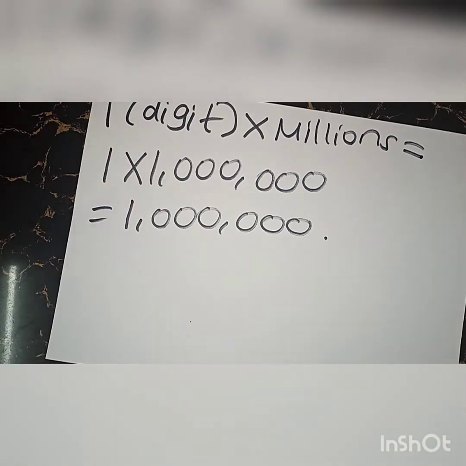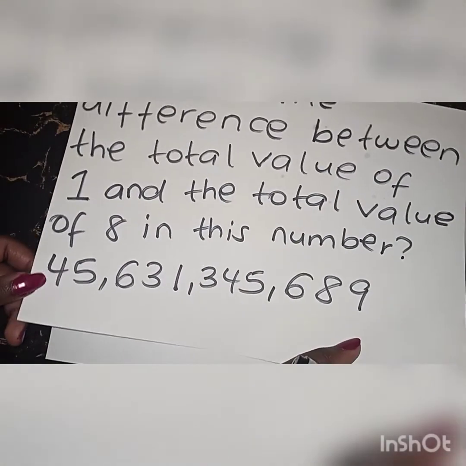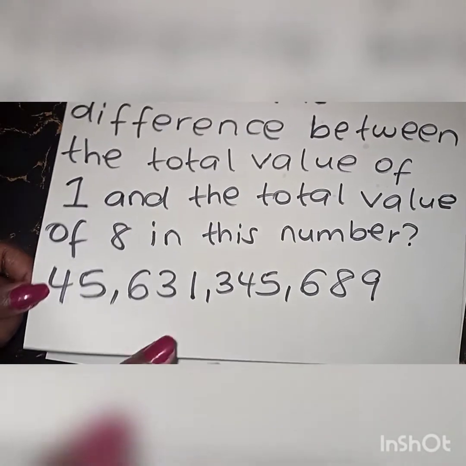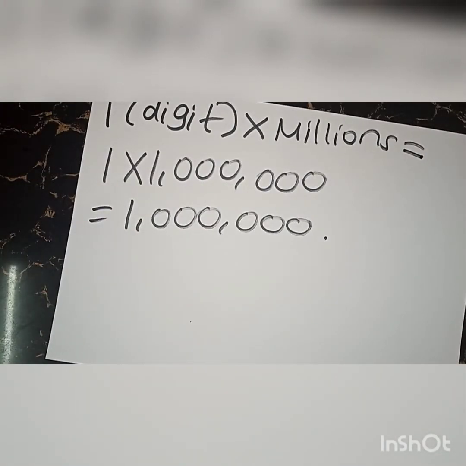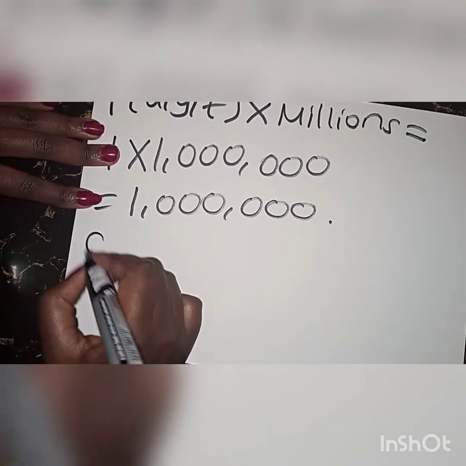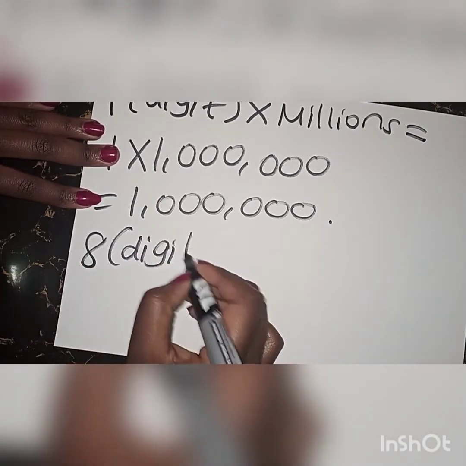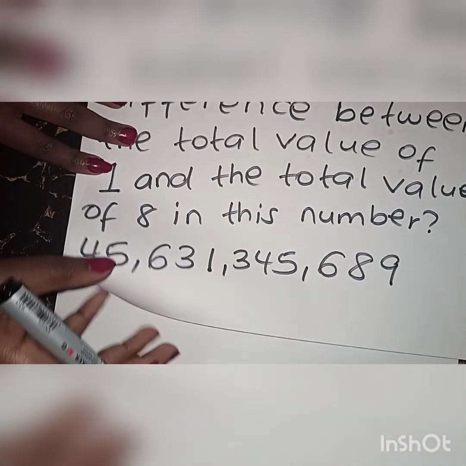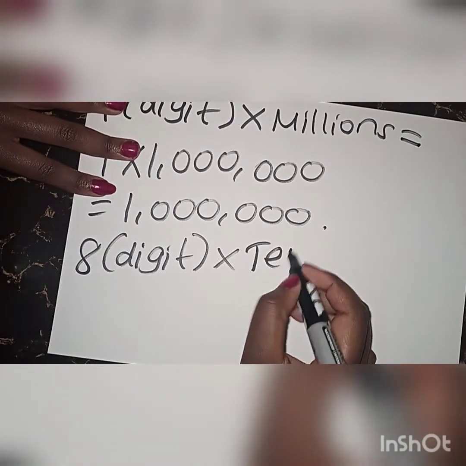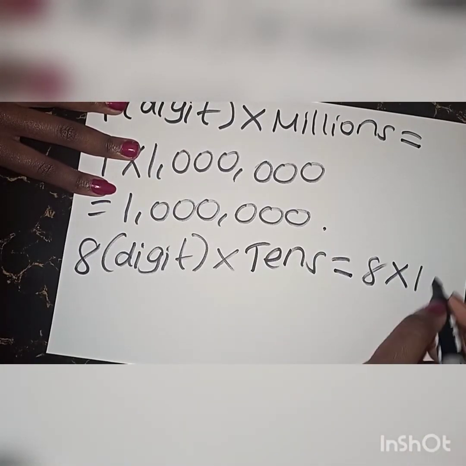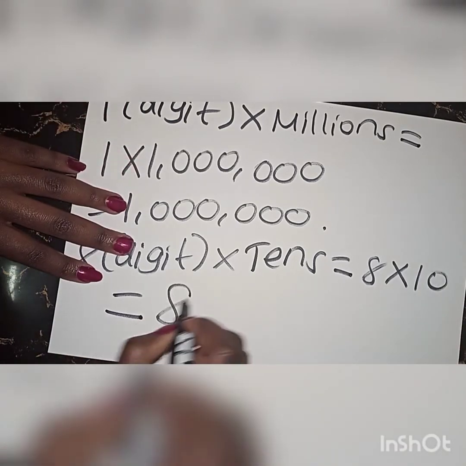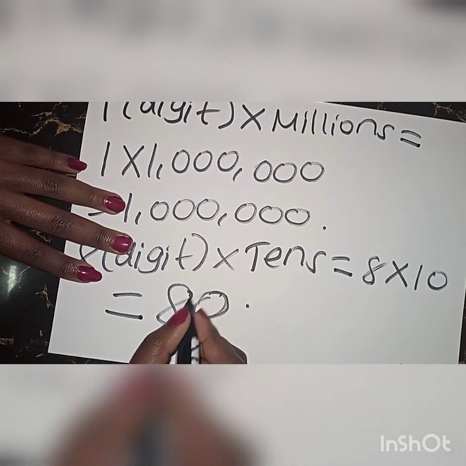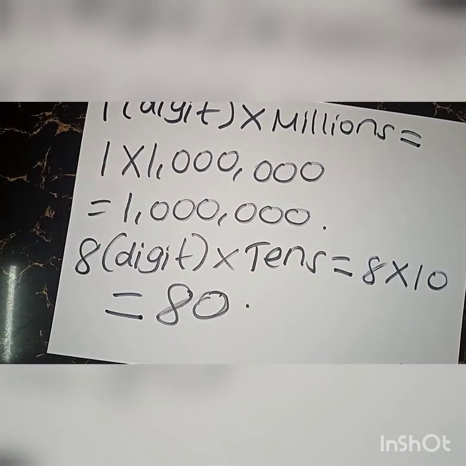Same thing, same concept. The total value of 8 in this number is derived by multiplying the digit and the place value. So 8 is the digit. What is the place value of 8 in this number? The place value of 8 is tens, okay? So the total value is derived by multiplying 8 by 10. So that means that the actual total value of 8 in this number is 80. Are we together?